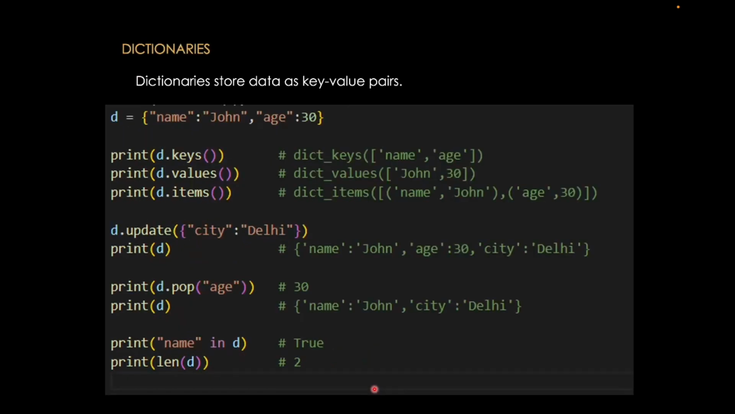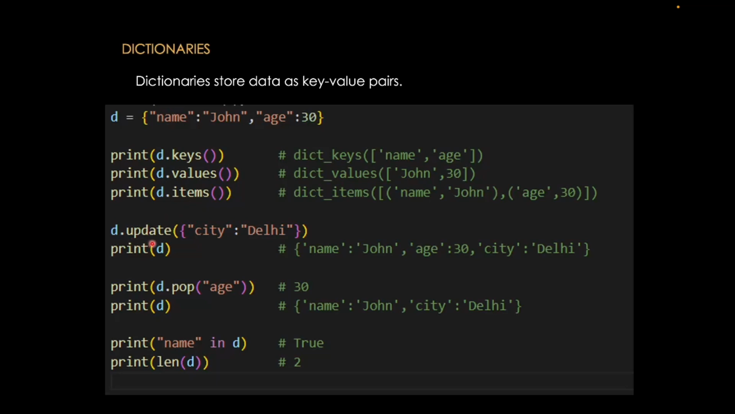Dictionaries. When there is a requirement to store key and value, then we use dictionaries. Like name is equal to John and age is equal to 30. We can print the keys using the keys method, which will return all the keys. Here we have keys name and age, and we can use values to return the values like John and 30. Items will give you the complete item, key and value both.